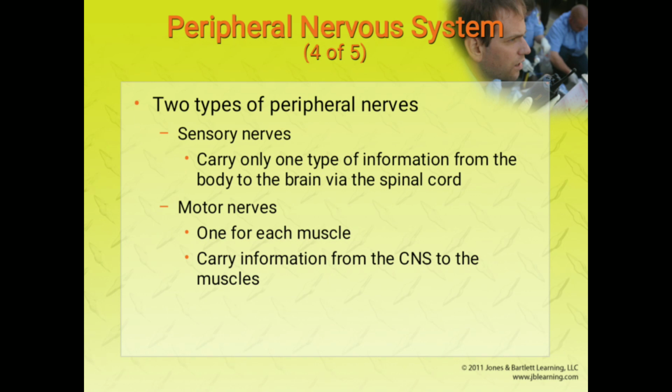Whereas motor nerves, one for each muscle, carry information from the central nervous system to the muscle. Motor nerves never carry messages from sensory organs to the CNS components like the brain and spinal cord. They just carry information away from these parts, like the brain and spinal cord, towards glands or muscles.